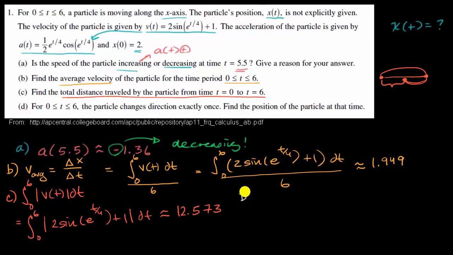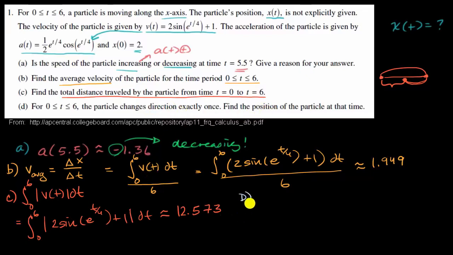Now let's do part D. I'll do it right over here. Part D. For t between 0 and 6, the particle changes direction exactly once. Find the position of the particle at that time. So the way that I'm going to tackle it is first I need to think about at what time does the particle change direction, and then I can figure out its position by taking the integral of the velocity function.